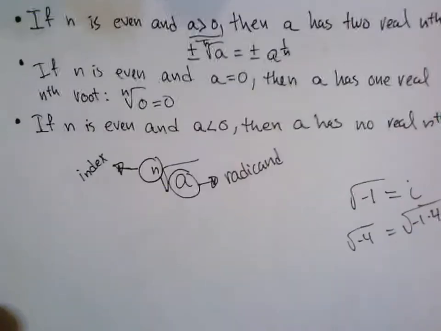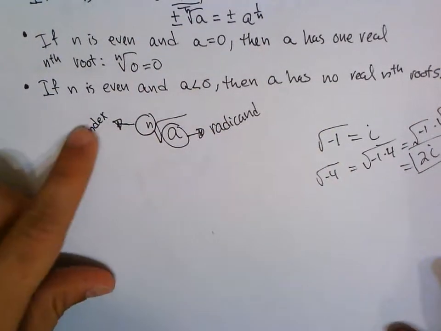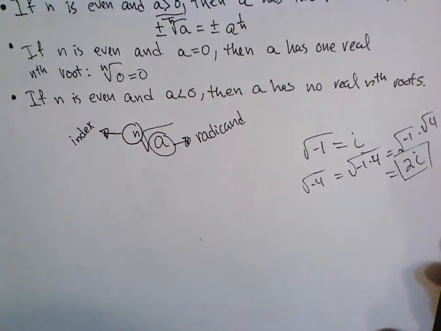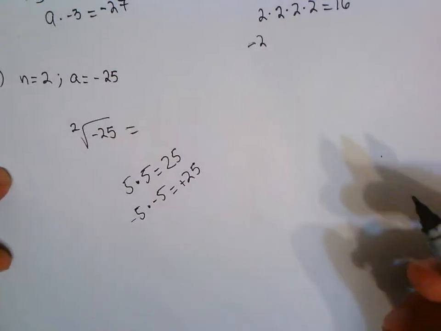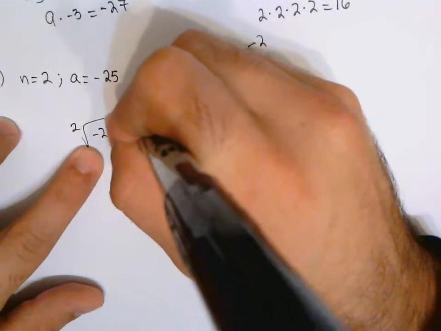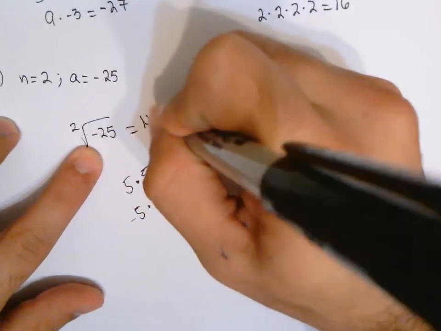So again, I'm going to reference this back. It says that if n is even and a is a negative number, then a has no real nth roots. Therefore, for the purpose of this video, we're going to say that the square root of negative 25 has no real solution.